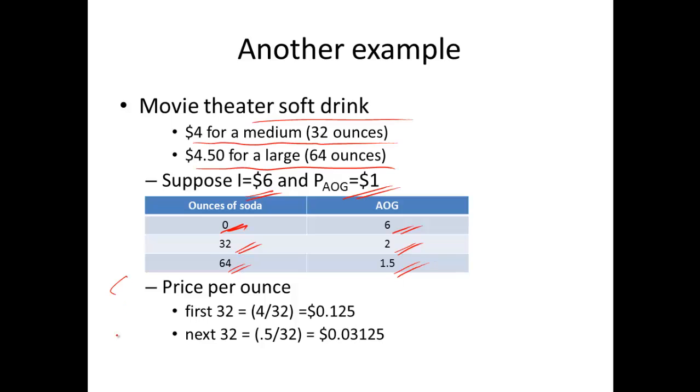Just as an aside, it's kind of interesting to calculate the price per ounce. The first 32 ounces, $4 divided by 32 ounces is 12.5 cents per ounce. The next 32 ounces cost an additional 50 cents, and you get 32 more ounces. So the additional ounces in the 64-ounce soda are only a little over 3 cents a piece, as opposed to the 12 cents a piece for the first 32.